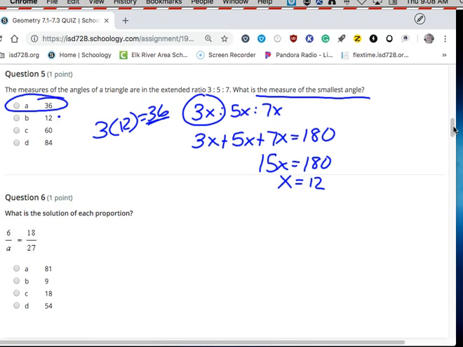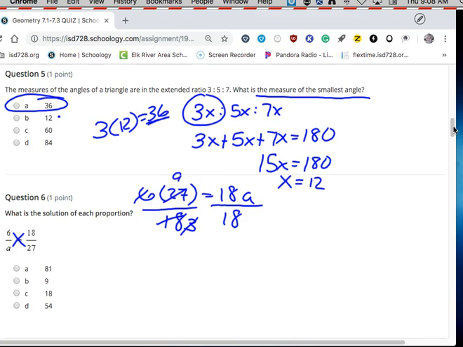Selection A. Now, in question 6, they ask what is the solution of the proportion, and I just do a cross multiplication. So I've got 6 times 27 is equal to 18 times A. I divide by 18 on both sides, and 18 goes into 6, and that's 3 left over. 3 goes into 27 nine times. So our value here for A is 9, for selection B.